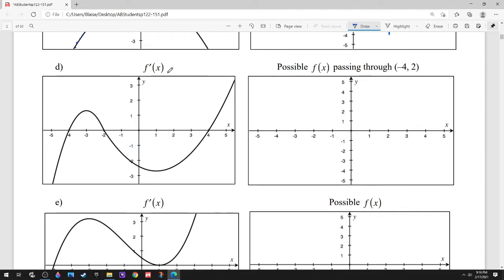Okay, so the huge difference, we've got a lot of stuff going on here, but more importantly, possible f of x passing through negative 4, 2. So we're going to start at negative 4, 2, and we are going to say it definitely passes through here. And we're going to have to build everything around this point. So let's start. Oh, good, they give us something good to go off of there.